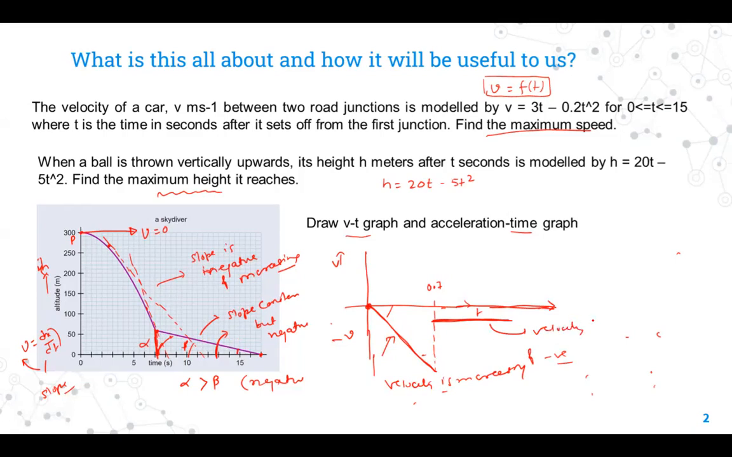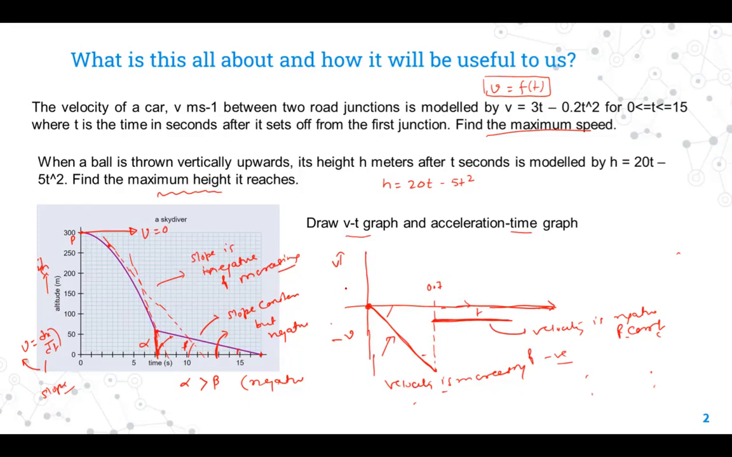Velocity is negative and constant. Value wise also you can see the velocity of this part, up to this point, and this point will be slightly different. You can see the slope is different. Okay, so this is the graph of V versus T.